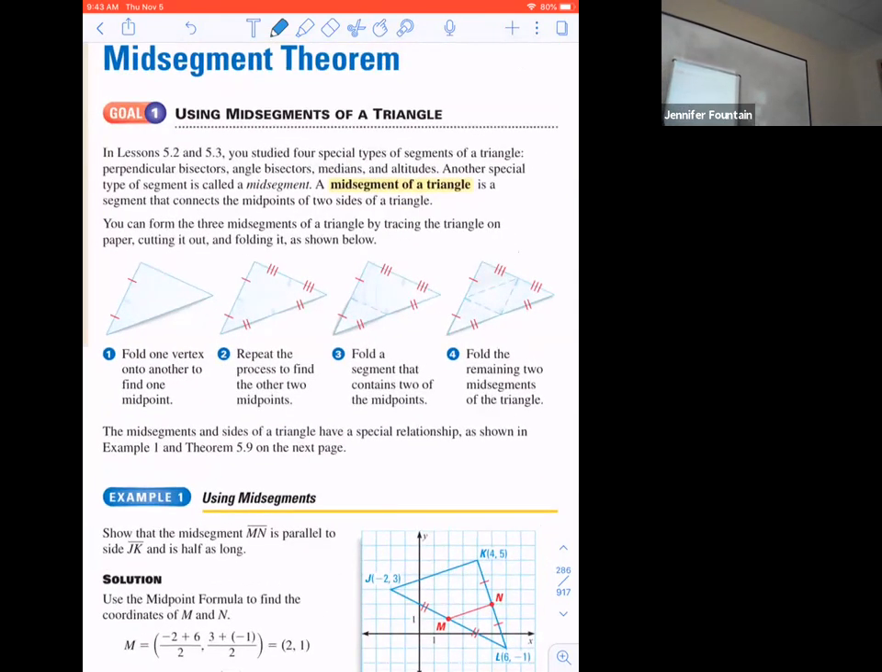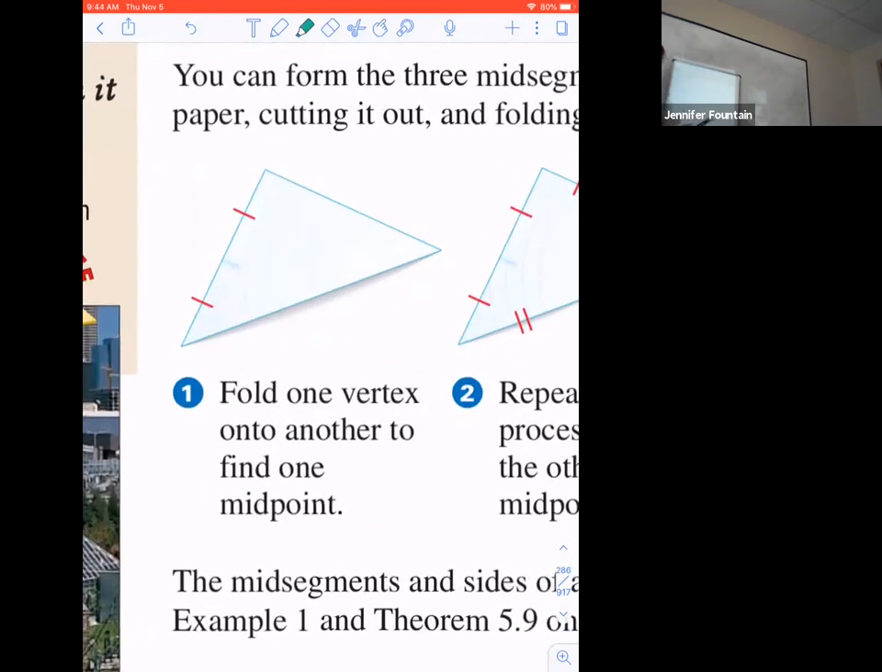It says in lesson 5-2 and 5-3, you studied four types of segments of a triangle: perpendicular bisectors, angle bisectors, medians, and altitudes. Another special type of segment is called a mid-segment. A mid-segment of a triangle is a segment that connects the midpoints of two sides of a triangle. So it's a segment that connects two midpoints. So think about if I have a triangle, okay? So if I have a triangle, then I know that these are congruent. I'm trying to write on the board.